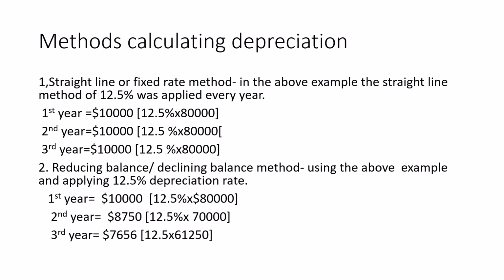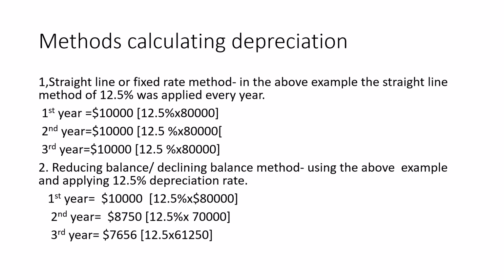So the next method is called the reducing balance or the declining balance method. Using the above example and applying 12.5%, the depreciation for the first year will be equal to 12.5% times $80,000, which gives us $10,000.